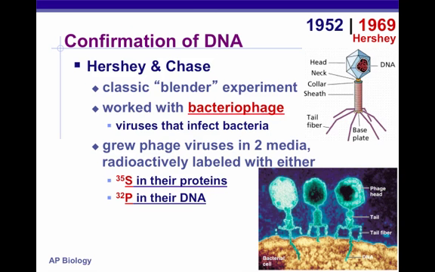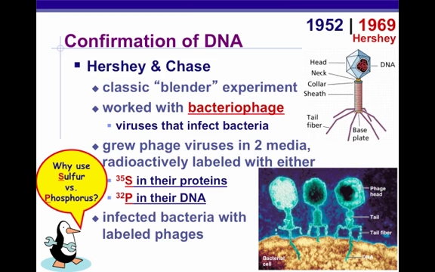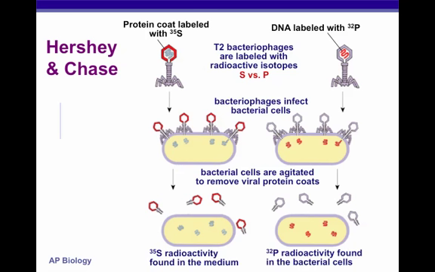So we labeled the proteins with the sulfur and the DNA with the phosphorus. So why do we use these? Well, it's going to allow us to actually see the difference as we go through each of the mediums. So let's go ahead and look at this. Infect the bacteria with labeled phages. So if you look up here at the top, you have a protein coat labeled with the sulfur. If you look over here, you have DNA labeled with the phosphorus. So as we work our way down, sulfur versus phosphorus, the bacteriophages infect the bacterial cells.